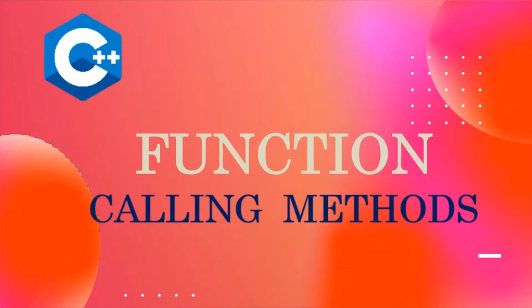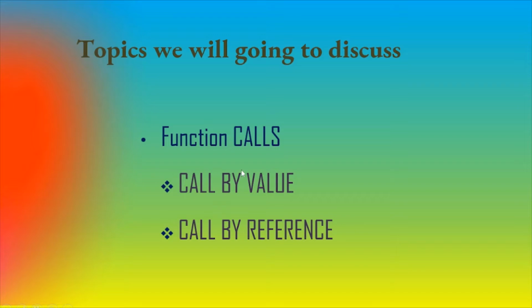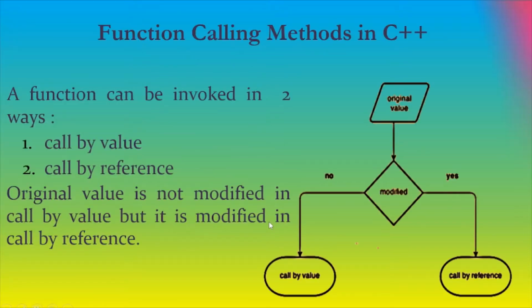Today we will discuss the function calling methods in C++. The topics we are going to discuss are call by value and call by reference, which are the two function calling methods in C++. A function can be invoked in two ways, that is, call by value and call by reference.